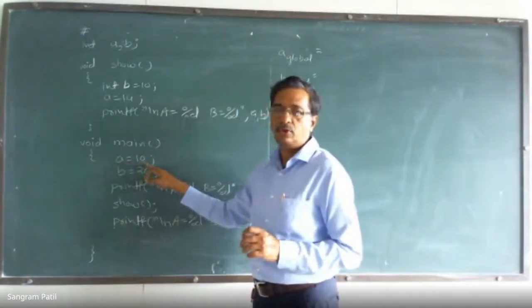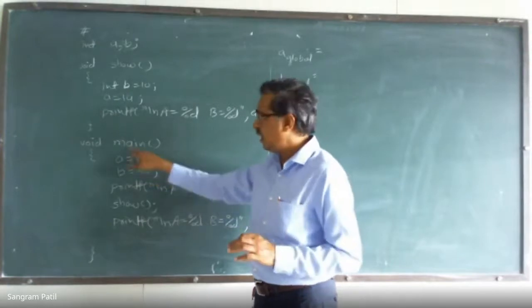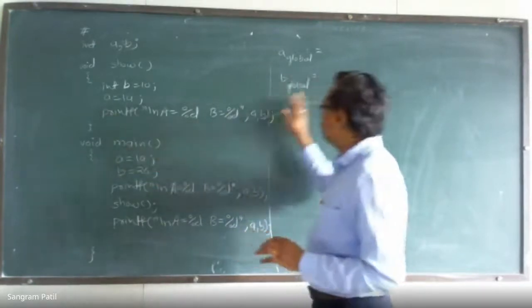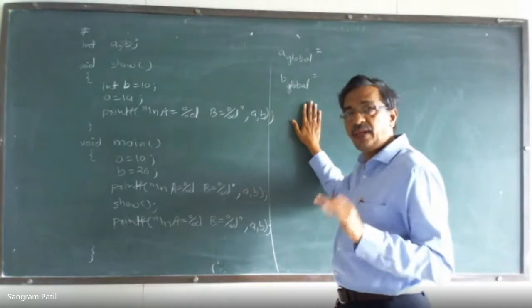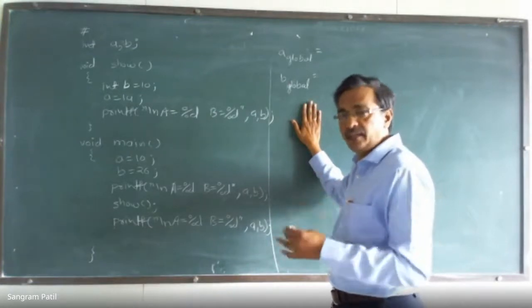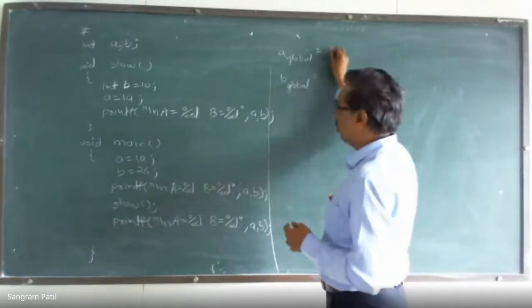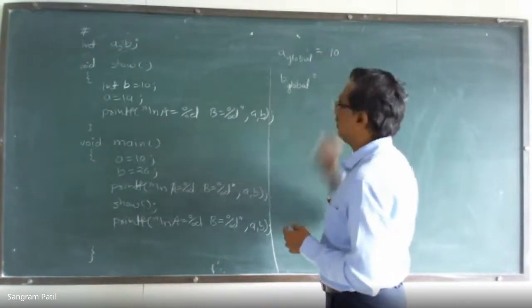A is equal to 10. So the compiler will check whether A is declared in the main program. A is not declared in the main program, so it will check whether A is declared as a global variable. Yes, A is declared as a global variable, so to the global variable it assigns value 10.